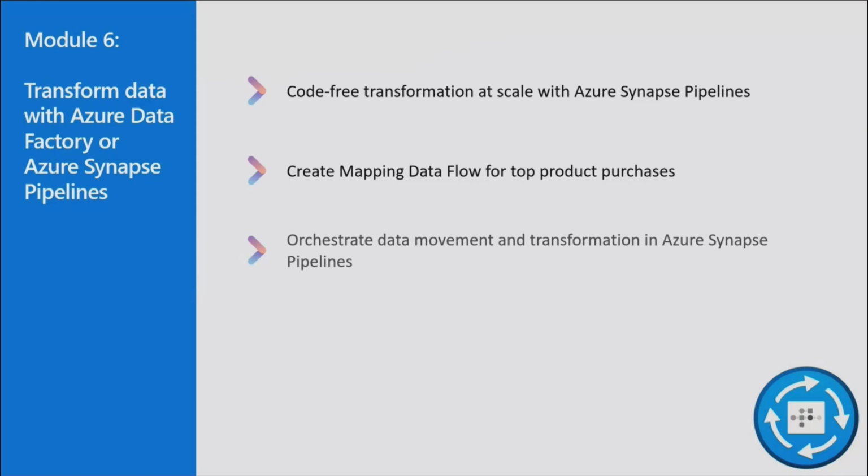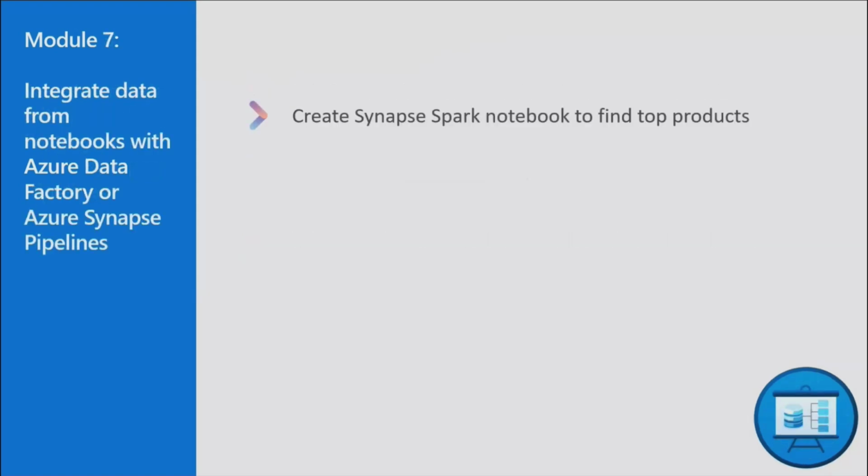And that's Module 6. And then we have integrate data from notebooks with Azure Data Factory or Synapse Analytics. And this is really creating a Synapse Spark notebook to find top products. It's a great little lesson when we talk about some of the indexing and some of the other features that are available within Synapse and the pipeline. So it's not as short. It's a single bullet point, but I assure you it's still a pretty long lesson.